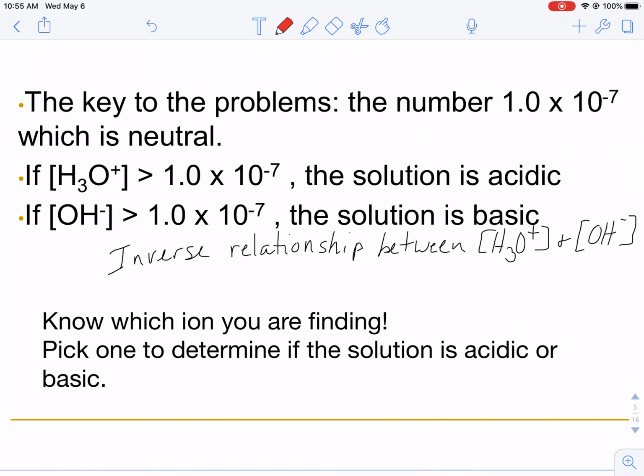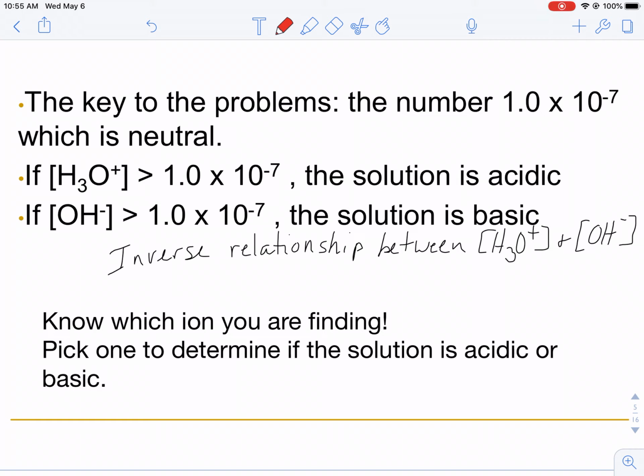The big key to these problems is the number 1 times 10 to the negative 7th, which is neutral. If our hydronium concentration is greater than 1 times 10 to the negative 7th, the solution is acidic. If our hydroxide concentration is greater than 1 times 10 to the negative 7th, the solution is basic. There's an inverse relationship between the hydronium and hydroxide, meaning if you have a lot of hydronium, you're not going to have as much hydroxide, or if you have a lot of hydroxide, you're not going to have as much hydronium.